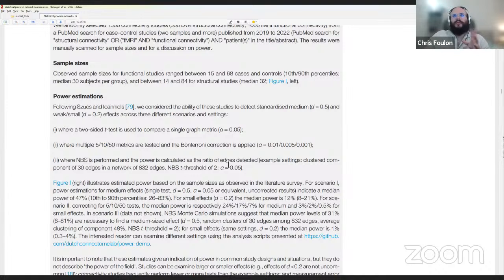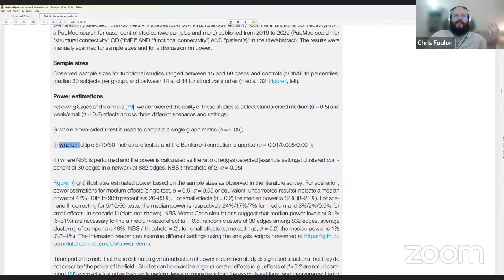And just based on the sample size, they calculated the statistical power that these studies have. And you can see that for the classic, they classified the studies in 3 different types. So the classic t-test, where you compare just a single graph metric.